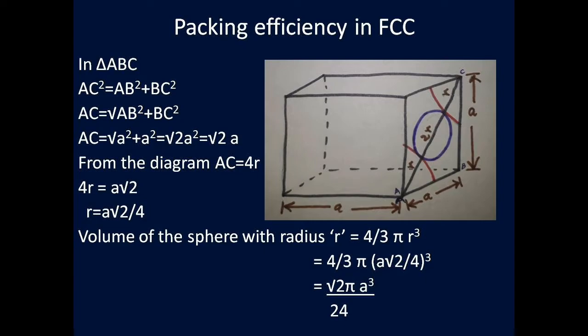Afterwards, see the diagram. What is the AC value from the diagram? We get r plus 2r plus r, so 4r. Now equate these two values, the AC value we already got, square root 2 a is equal to 4r. Afterward we get the r value is equal to a square root 2 by 4. Now the volume of the sphere formula is 4 by 3 pi r cube. You substitute the r value here. Now we get the volume of sphere is equal to square root 2 pi a cube by 4.